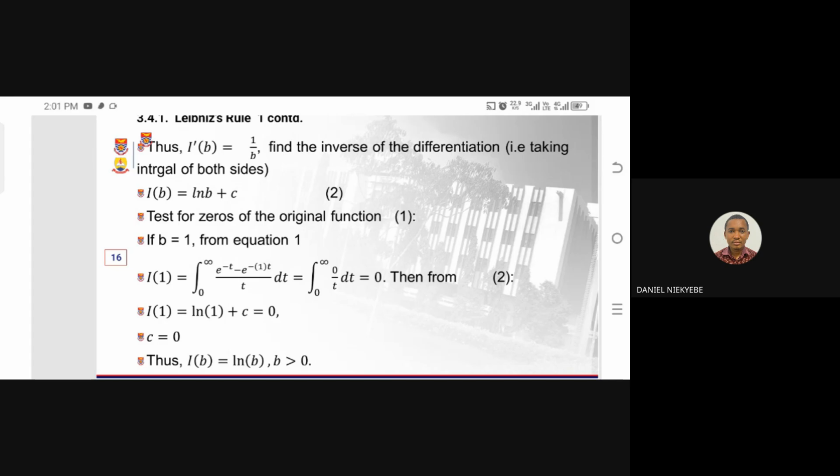They are asking us to show that it is equal to ln b. So now you are going to find the inverse of the derivative. More like you are going to integrate again. When you integrate again, you are going to have ln b plus c, and it implies that what we have is the same as ln b. Please, are we okay?